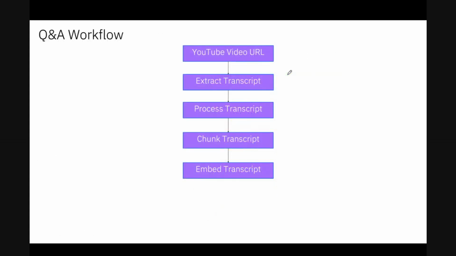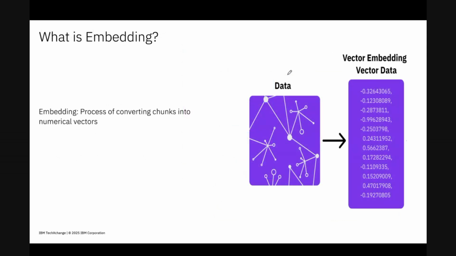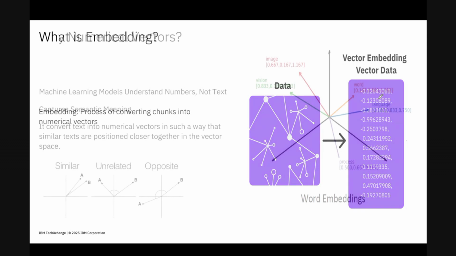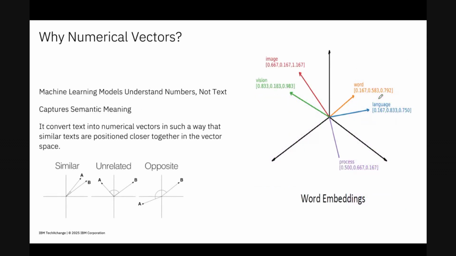Now, after chunking the transcript, we will embed the transcript. What is embedding? Embedding is the process of converting data into numerical vectors. Here, as we can see, we have our data, and we are converting that to a numerical vector like this. You might ask why numerical vectors. The answer is that machine learning models don't understand text, they just understand numbers. That's why we are converting the text into numbers.